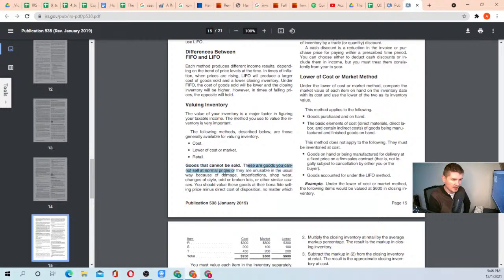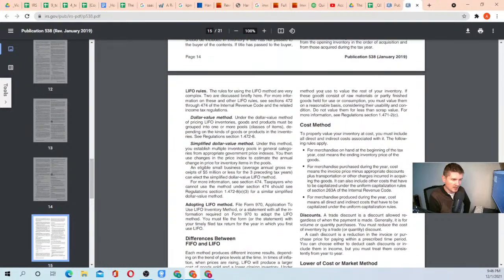There are goods that you cannot sell at normal prices, or they are unusable in the usual way because of damage, imperfection, shop wear, and so on. You should value these goods as their bona fide selling price minus direct costs of disposition, no matter which method you use to value the rest of your inventory. If these goods consist of raw materials or partly finished goods held for user consumption, you must value them on a reasonable basis.